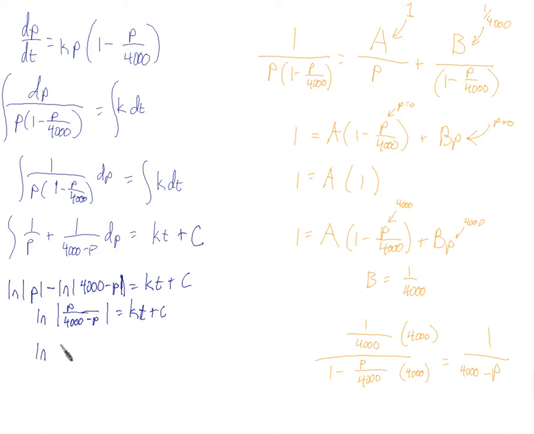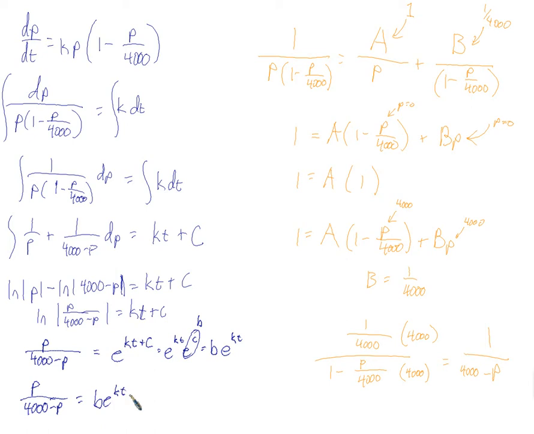Now we exponentiate both sides, and we get p over 4,000 minus p equals e to the kt plus c, which equals e to the kt times e to the c. And we'll just make this number right here, we've talked about this before, we'll just call it b, because that's what the book calls it, so we might as well stay consistent. We get p over 4,000 minus p equals b e to the kt. We still are trying to solve for p here.